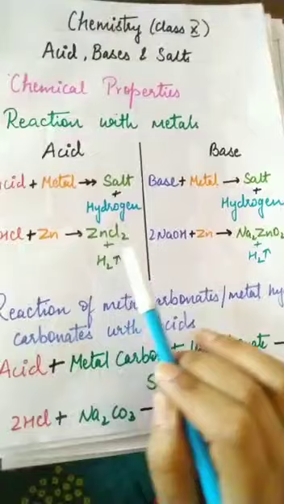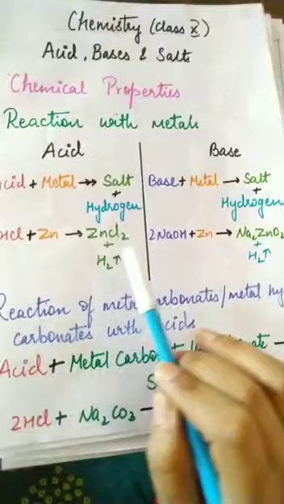I have made one column of acid and one column of base side by side so that you can study them comparatively. So when metals react with acid, what forms? Salt is formed and hydrogen gas is released. And when a base reacts with a metal, again salt is formed and hydrogen gas is released.